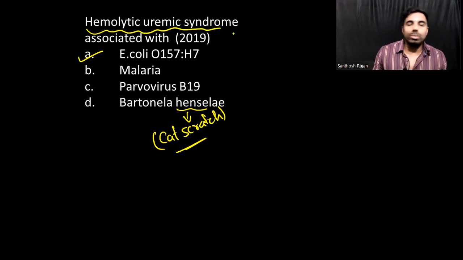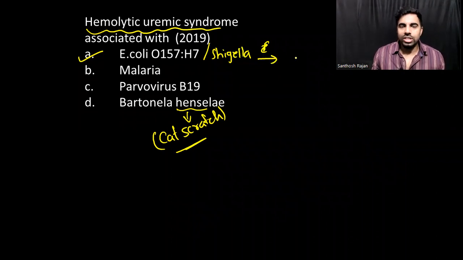Now, hemolytic uremic syndrome: hemolytic means there's a breakdown of your RBC, hemoglobin breakdown, and there's blood in the urine. If you remember E. coli, not only E. coli, one more option is Shigella. Shigella and E. coli O157:H7 can both cause this. Which E. coli is this, if you remember?